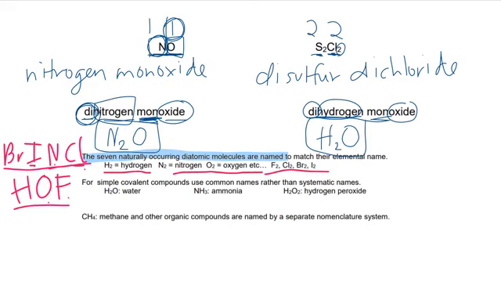Same with some simple covalent compounds like H2O, we call it water. Yes, its scientific name is dihydrogen monoxide, but common names rather than the systematic names are okay. NH3 is ammonia. Its systematic name would be nitrogen trihydride. And same with H2O2, that common name is hydrogen peroxide. Again, its scientific name would be dihydrogen dioxide. And another one is CH4, which is methane. Again, its scientific name would be carbon tetrahydride. So that is also fine.